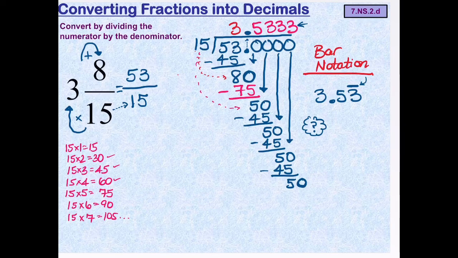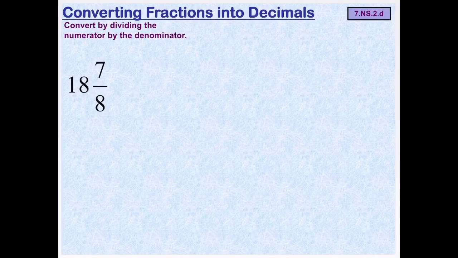It's 3.53333 forever. Forever and ever and ever. And that is your answer. That's our first problem right there where we ended up getting a repeating decimal. So 3.53. All right, now let's do one more for good luck right here.